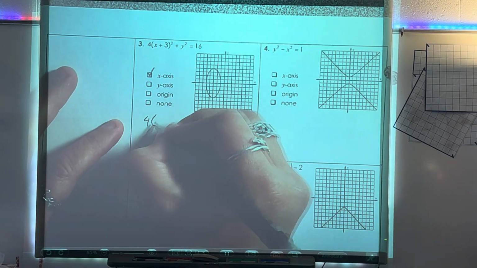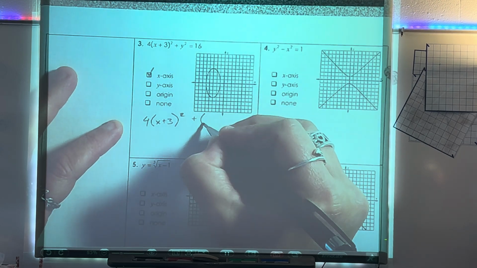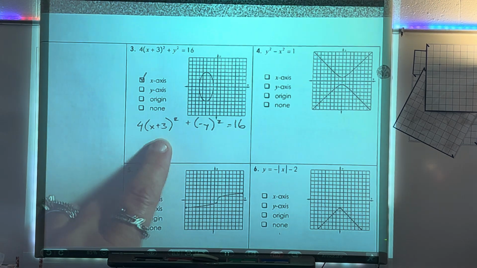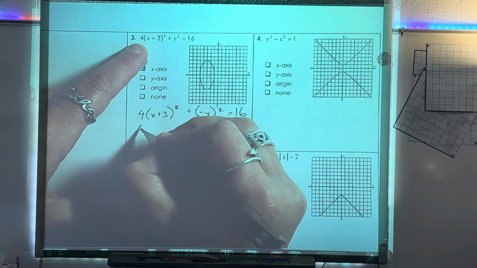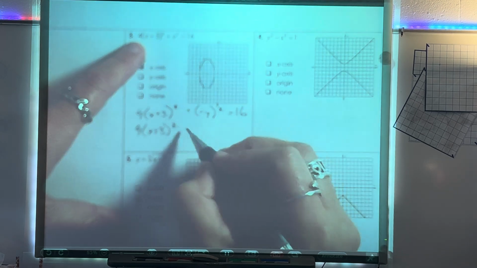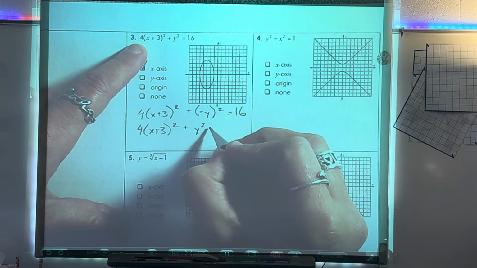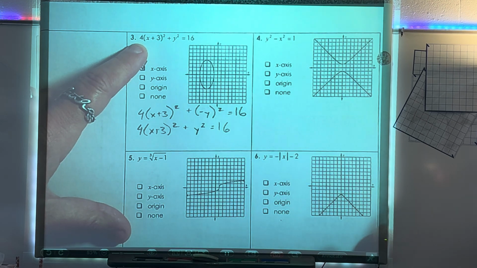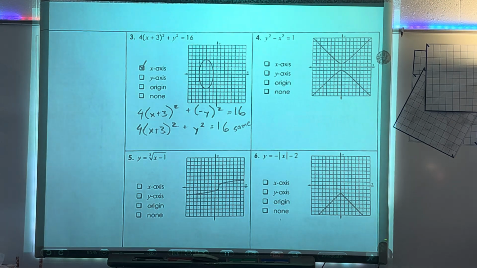So I have 4 times x plus 3 squared plus negative y squared is equal to 16. I'm not going to square all this out because I want it to look this way. Does that make sense? So I'm not changing that. Negative y squared is going to become positive y squared. So that works. It's the same. So it was true for what I thought it was.